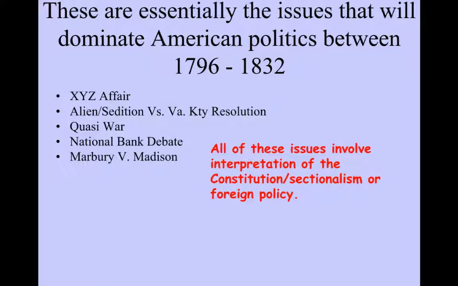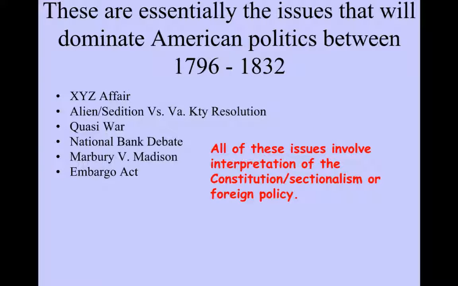And John Marshall, in a brilliant maneuver, gives that power to the Supreme Court. And in giving that power to the Supreme Court, he does it in such a way that Jefferson cannot fight against it. It's really one of the most brilliant decisions and one of the most brilliant political maneuvers in American history.